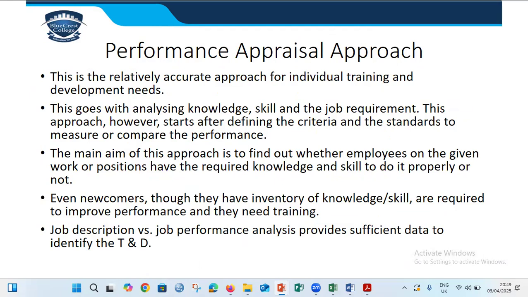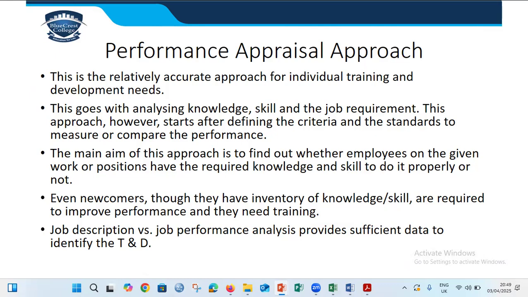Then you have the performance appraisal approach. This is the relatively accurate approach for individual training and development needs. Okay, what happens is that you analyze the knowledge, the skill, and the job requirements for each of the positions that are available in the organization, or each of the roles that are performed in the organization. So management does this analysis, checks what knowledge is required, the skills that are required on the job, and all of that. Okay. And then based on this approach, you check the performance of employees.